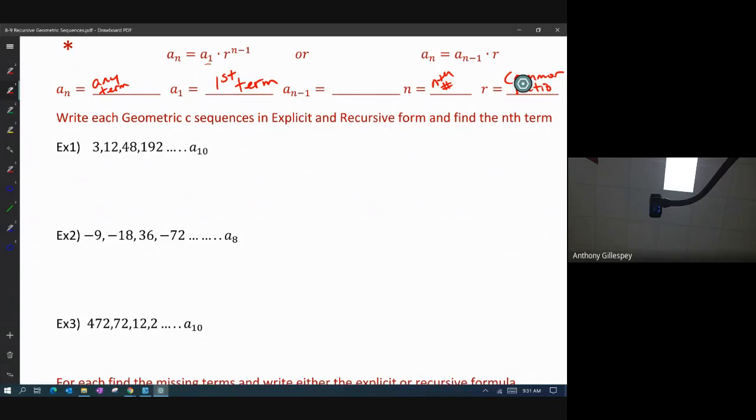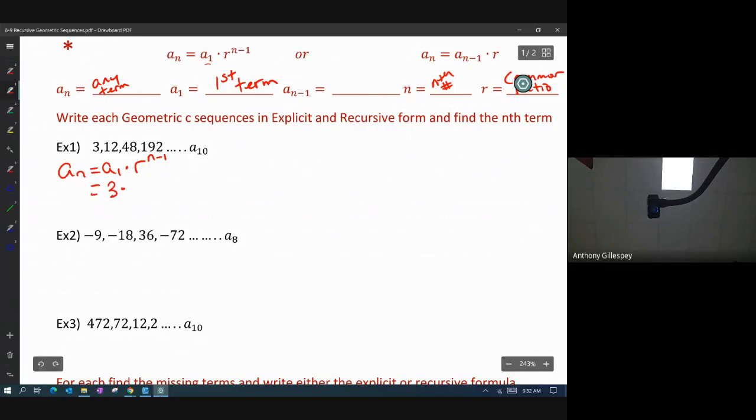So the first thing we're going to do is write this in explicit, then we're going to write this in recursive. So let's do the explicit first. To find any term in the sequence, you start with the first term, you multiply it times the common ratio to the n minus 1. Why do we subtract 1 there? I want to make sure we understand why we subtract 1 there. You don't skip count to the first. You skip count one less time. All right? So, what is a sub 1?